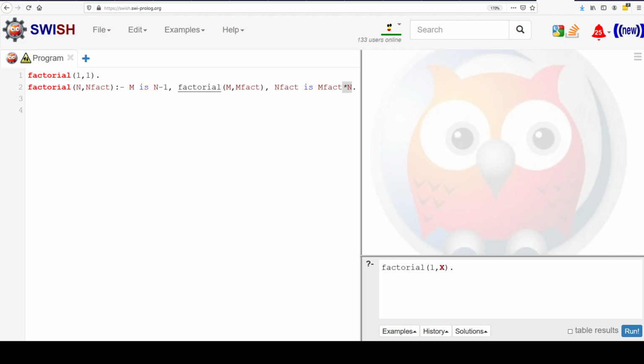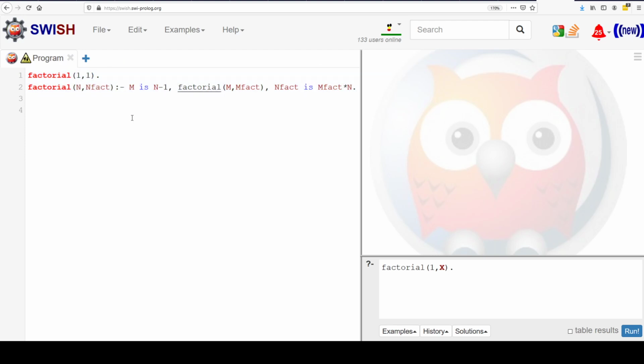Today we're going to talk about how to use backtracking, or really the cut, the exclamation point operator, to prevent backtracking in some really useful ways. And for that demo, we're going to use this factorial predicate.